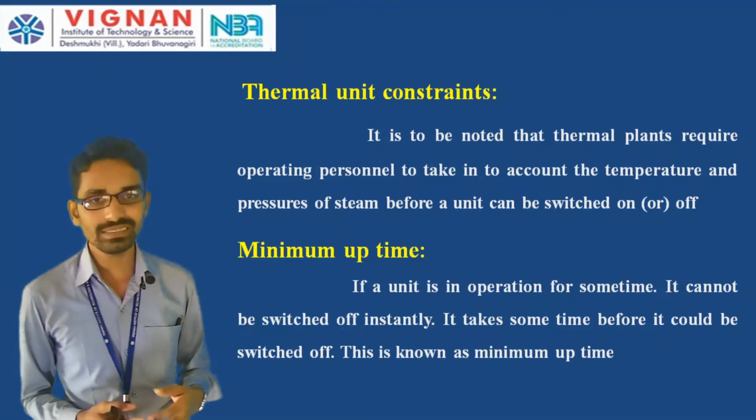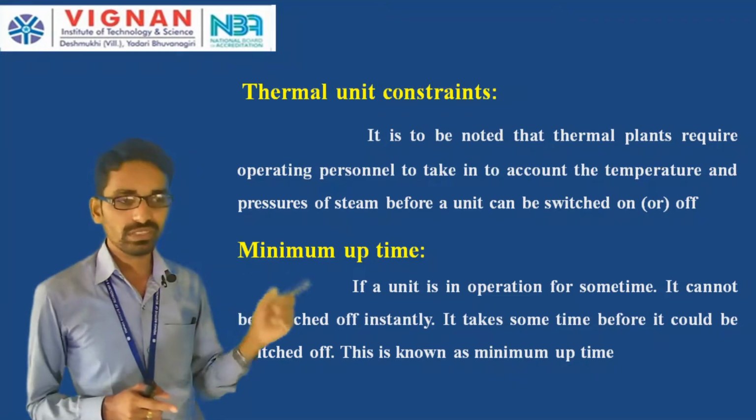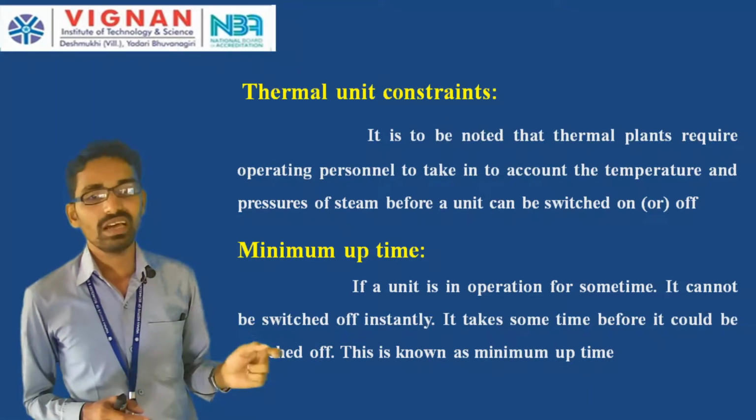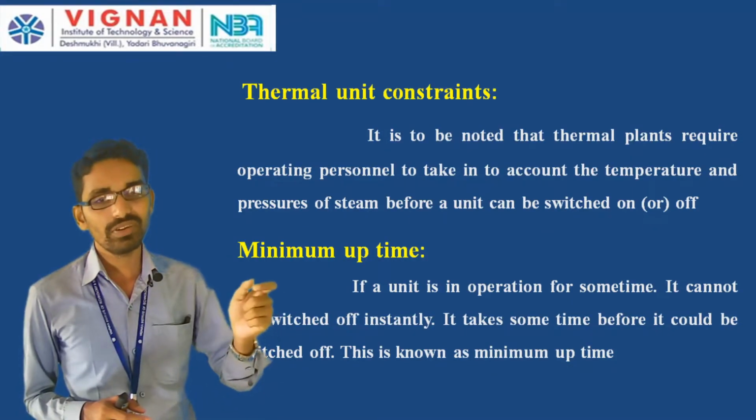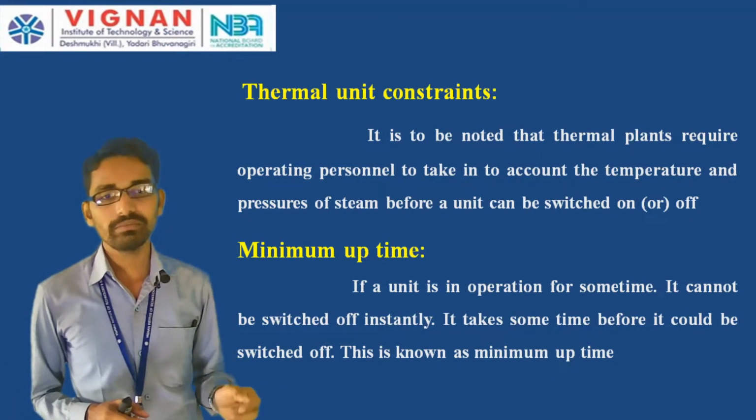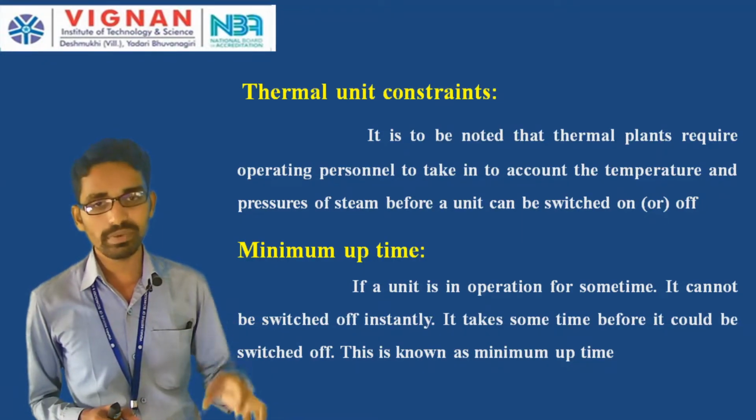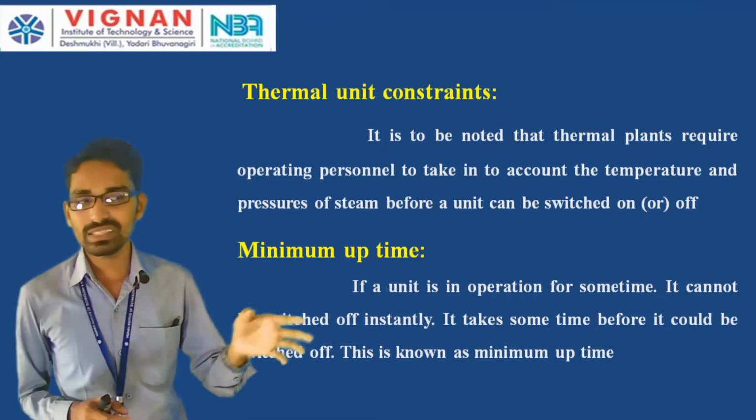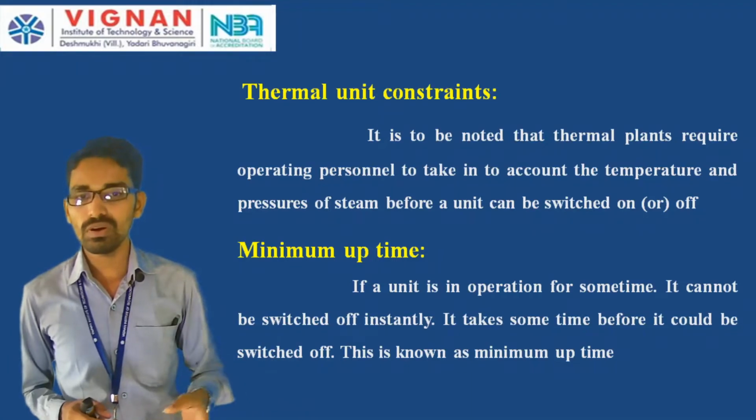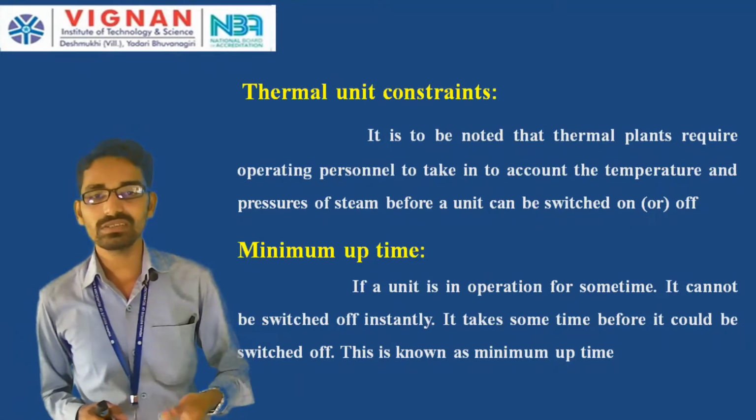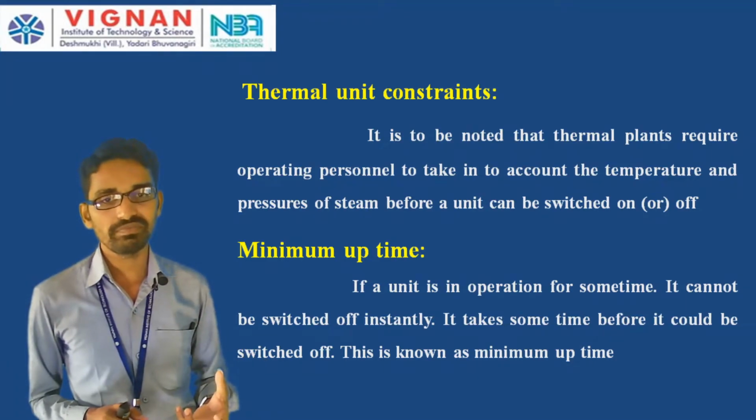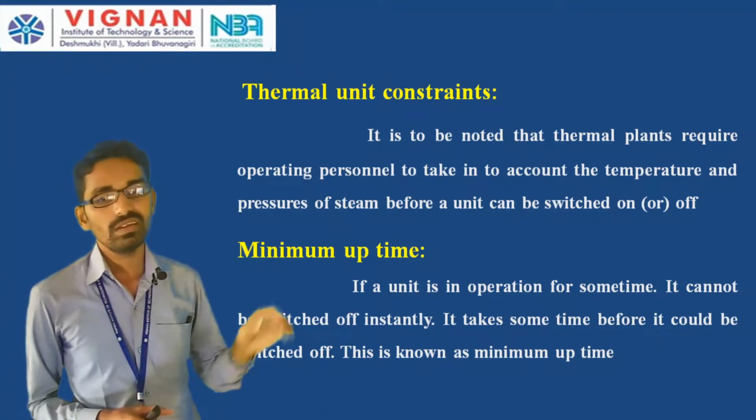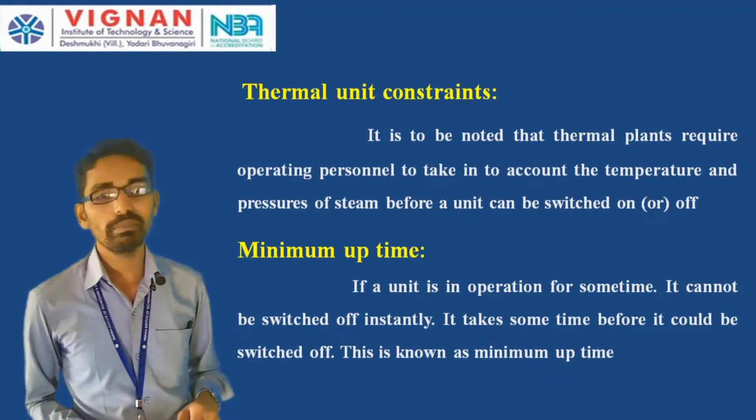So, in order to avoid that, if a unit is in operation for some time, it cannot be switched off instantly. We first have to reduce the fuel input, then reduce the water to the boiler, and reduce the temperature of that boiler, and then switch off the unit. So, decreasing the coal or fuel to the boiler and water to the boiler will take some amount of time. That time we call the minimum uptime.